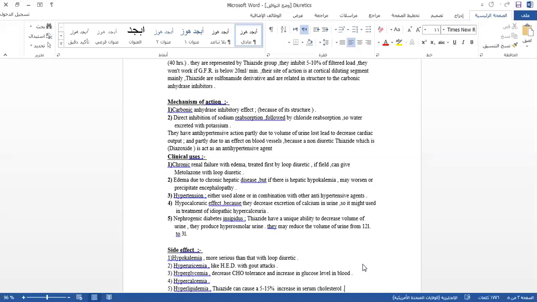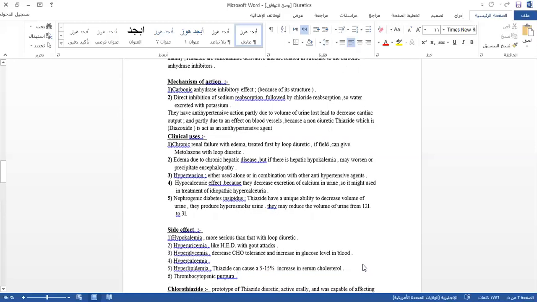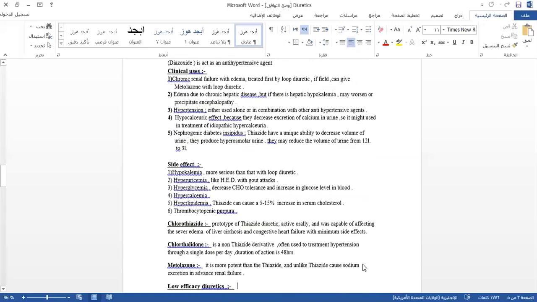Not like the high efficacy diuretics, as we mentioned, that enhance excretion of calcium. Thiazide can be used for treatment as we see in some cases of hypercalcemia, but not to the state of hypocalcemia. Number 5, a unique feature is in nephrogenic diabetes insipidus, to decrease urine volume in this condition from 12 liters to 3 liters only. What are the adverse effects associated with the moderate efficacy diuretics?